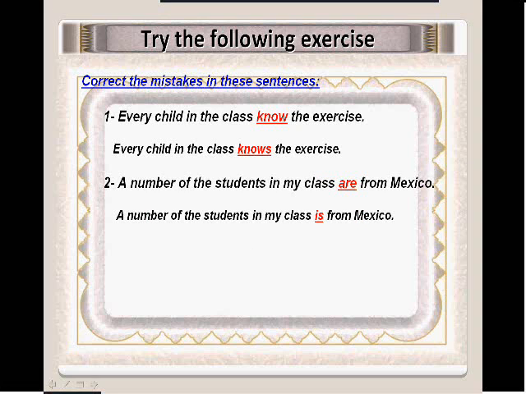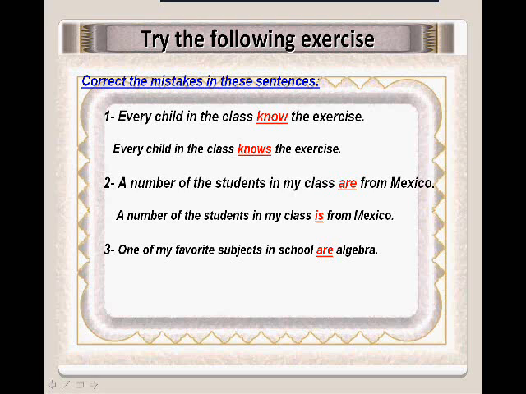So, a number of the students in my class is from Mexico. And be careful, we have here "a", and so that's why I have to put singular "is", even though I have here a plural word, which is "students".